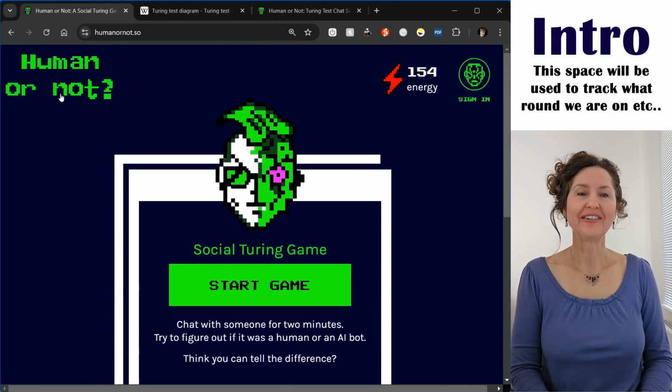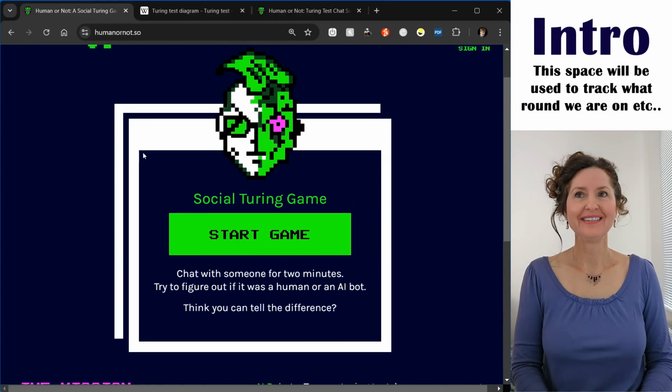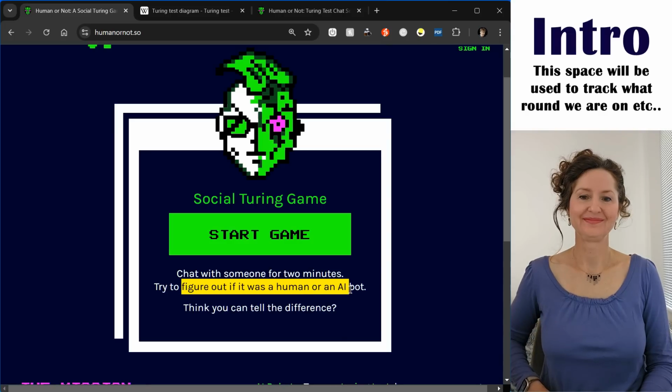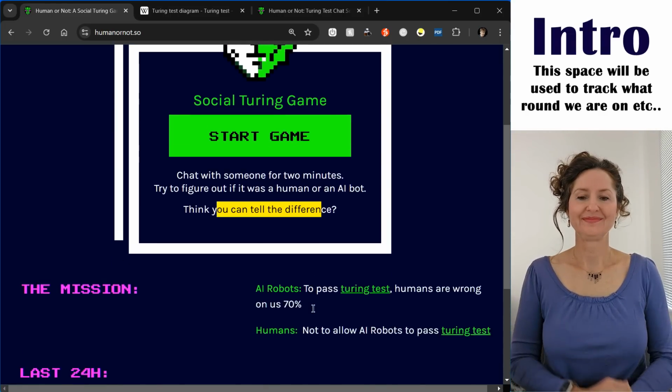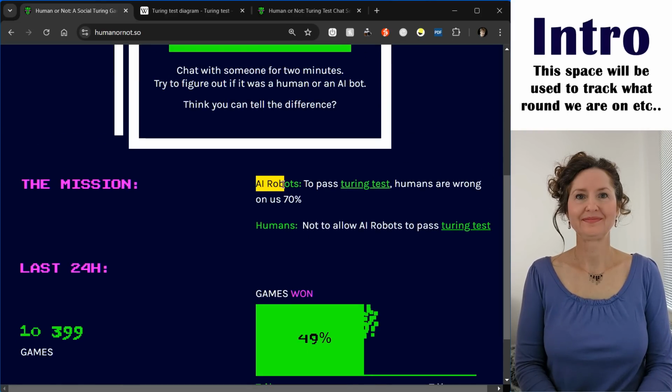So basically this website, the idea is you come here and it says social Turing game, start game. Chat with someone for 2 minutes, try to figure out if it was a human or an AI bot. Can you tell the difference? So the mission for the AI robots, to pass the test, is that humans have to be wrong 70% of the time. That gets rid of random guessing and chance. Of course. And obviously then the AIs have won.